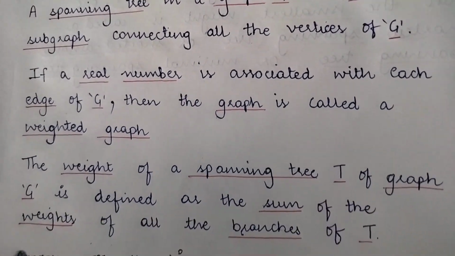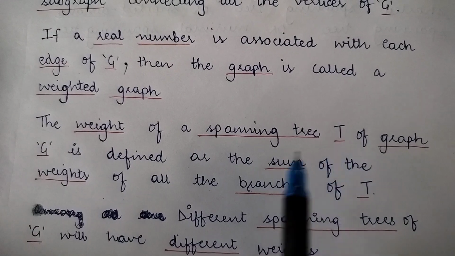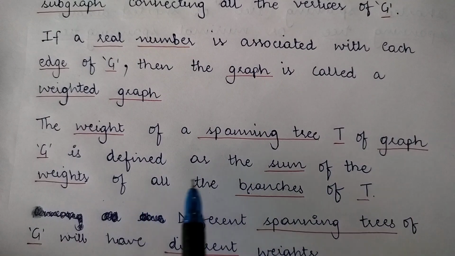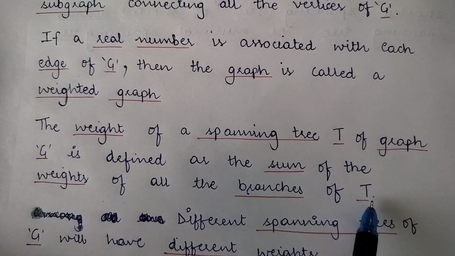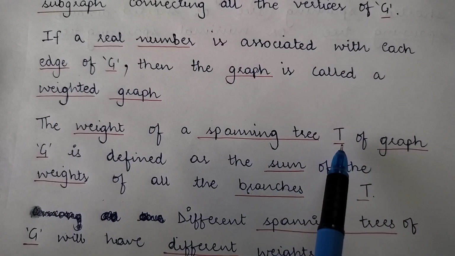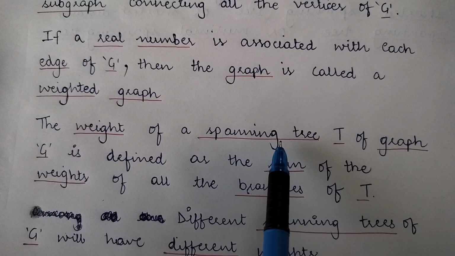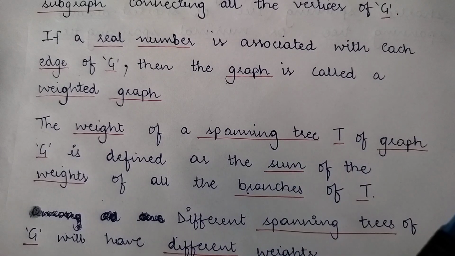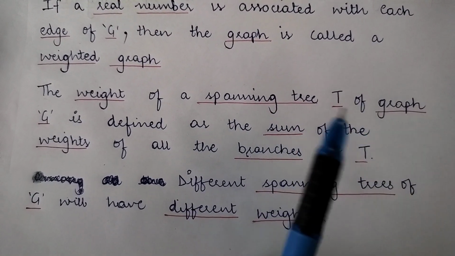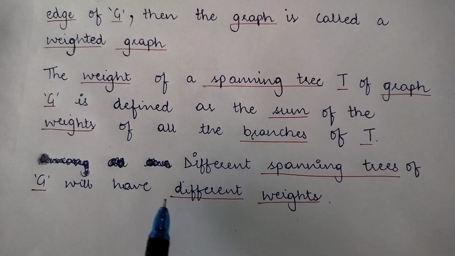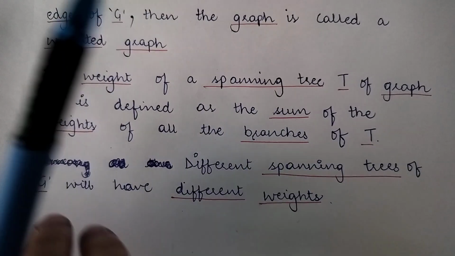Now the weight of a spanning tree T of a graph G is defined as the sum of the weights of all the branches of the spanning tree T. Now if the graph has the spanning tree as its subgraph, in that case the weight of the spanning tree will be the sum of the weight of all the branches of the spanning tree. This graph G may have different spanning trees, and these different spanning trees of the graph G will have different weights.